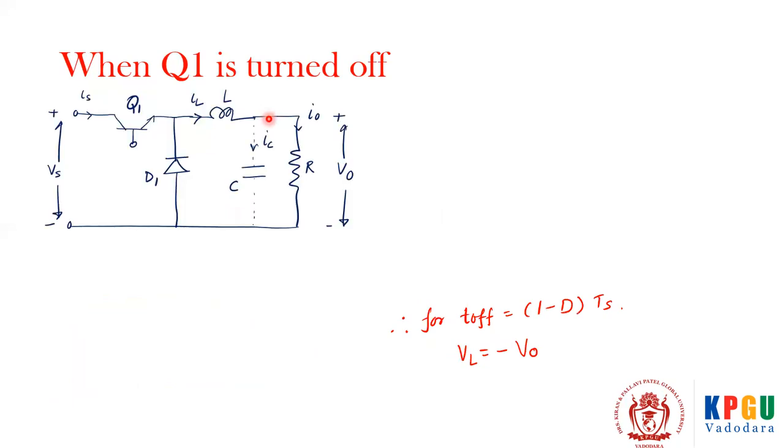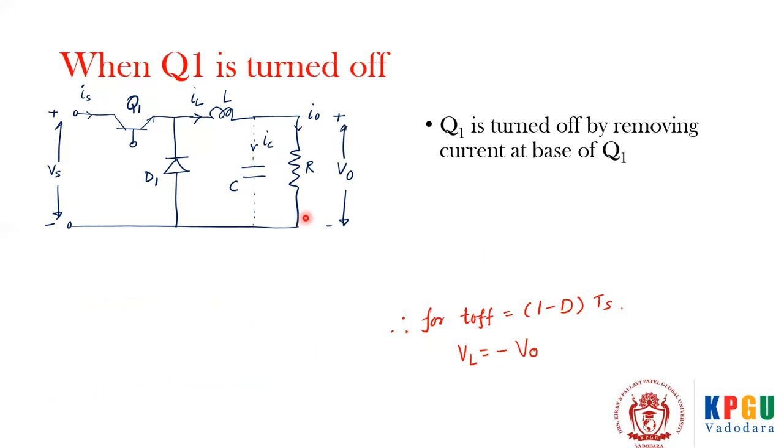Now when the switch is turned off, you can see over here, when Q1 is turned off, how do you turn it off? You turn it off by removing the base current.